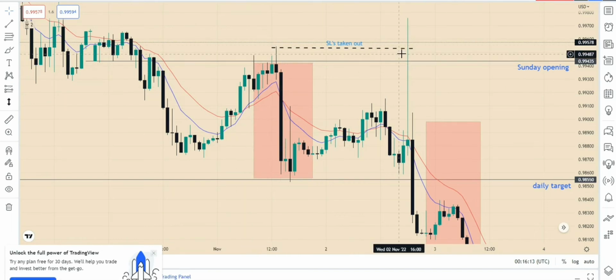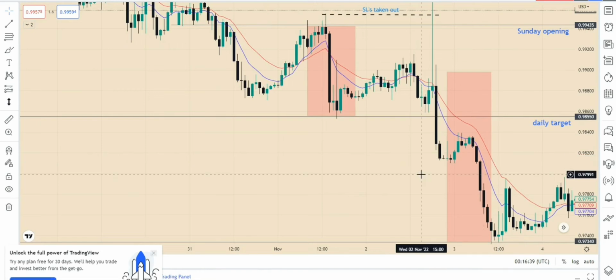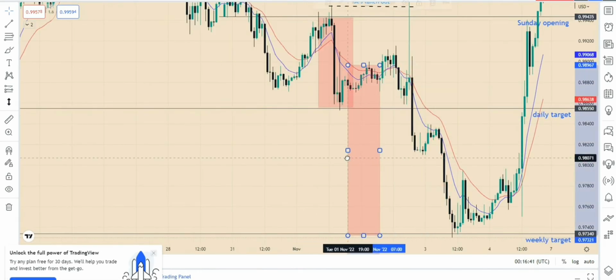What was happening here is that when I went short here, any trader who goes short here will have their stop losses above here. So what the market actually came to do was to take out those stop losses for more liquidity, to grab more fuel to get to our weekly target marked in the setup.